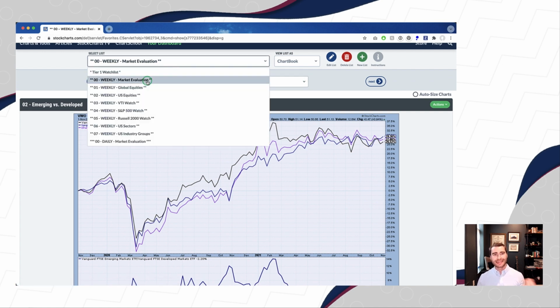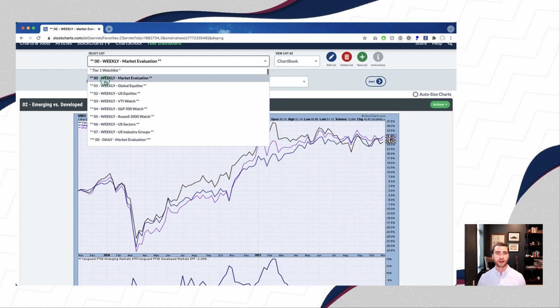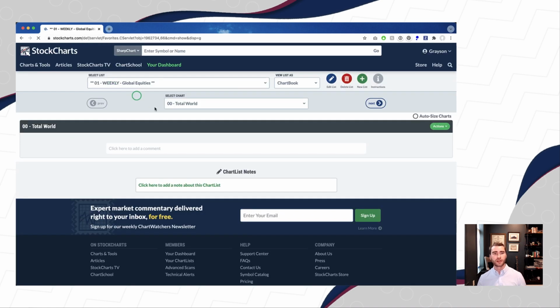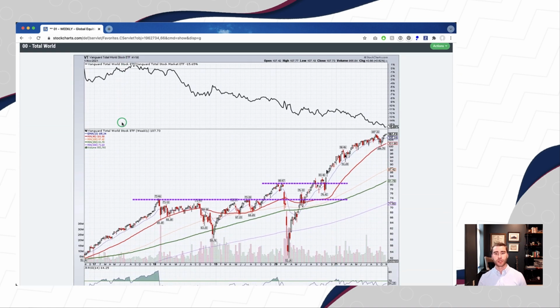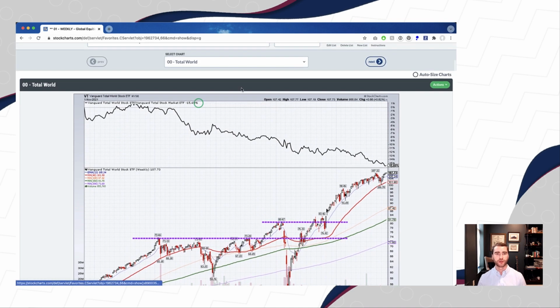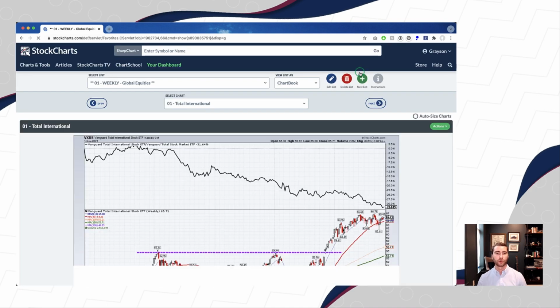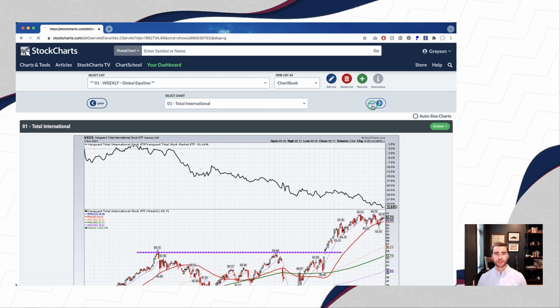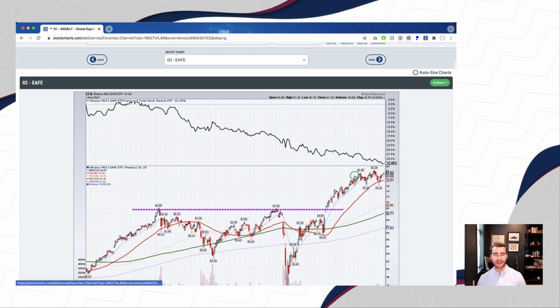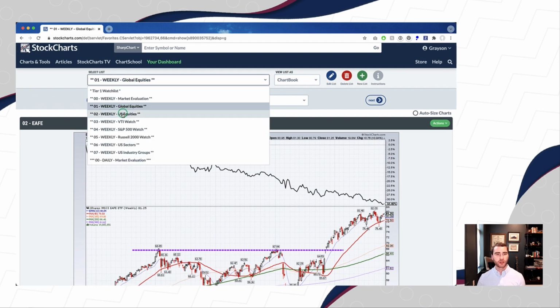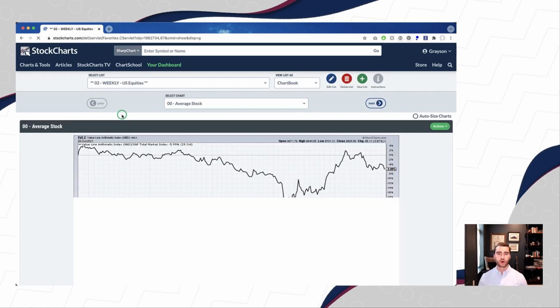And again, the idea is that I'm able to just go through this from the top down. You can see here, once I actually get into something like ChartBook, or something like 10 per page, to review these charts, because I've got that structure in here, it's very easy for me to go from one list to the next. Now we're looking at that global equities list. So here we're looking at that long-term view of things like the total world, the total international index, and the EFA index. Again, because I've got that structure, it's very easy to go through all of these chart lists.